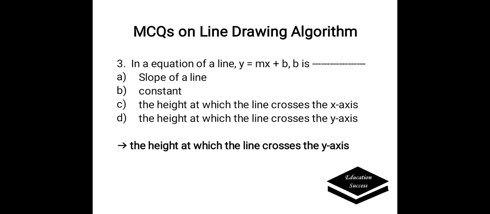In an equation of a line, y is equal to mx plus b, b is, options are: A, slope of a line, B, constant, C, the height at which the line crosses the x-axis, D, the height at which the line crosses the y-axis. Correct answer is the height at which the line crosses the y-axis.